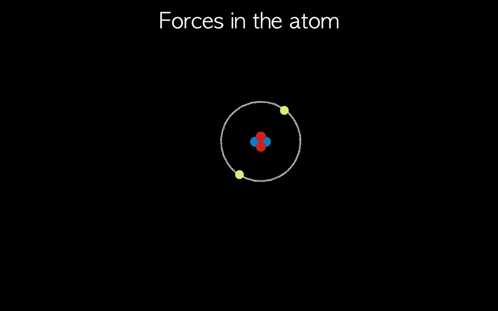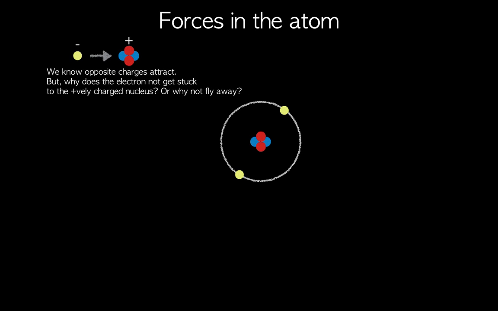Now that we have looked at the structure of the atom, let's look at the forces at play inside the atom. Let's begin with a question. We know that opposite charges attract. The negatively charged electron and the positively charged nucleus attract each other. So why does the electron not just slide into the nucleus and get stuck, something like this? Or why does the electron just continue in its orbit? Why doesn't it fly away?